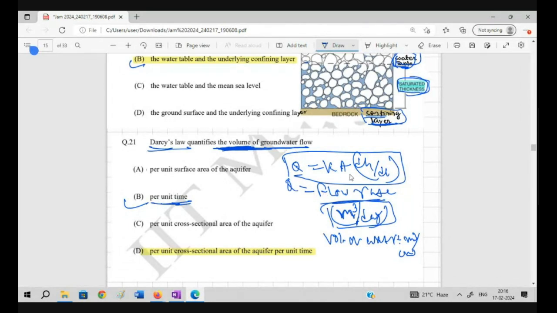Okay, could you get it? Yes, sir. So it should be option B. Option B will be the correct one.